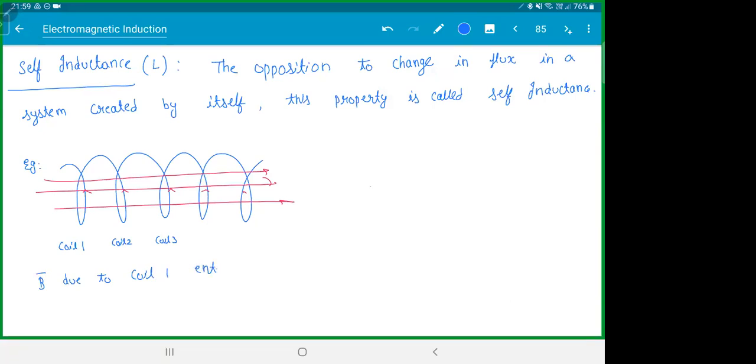Now other coils don't know who is coil 1. They will simply say, okay, initially I didn't have magnetic field, and this coil 1 is suddenly sending magnetic field lines to me, and I don't like this. I don't want the change in flux. So because of this change in flux, these coils will oppose the change in flux. One part of the coil is generating flux, which is passing through the other coils, and the other coils don't like it.